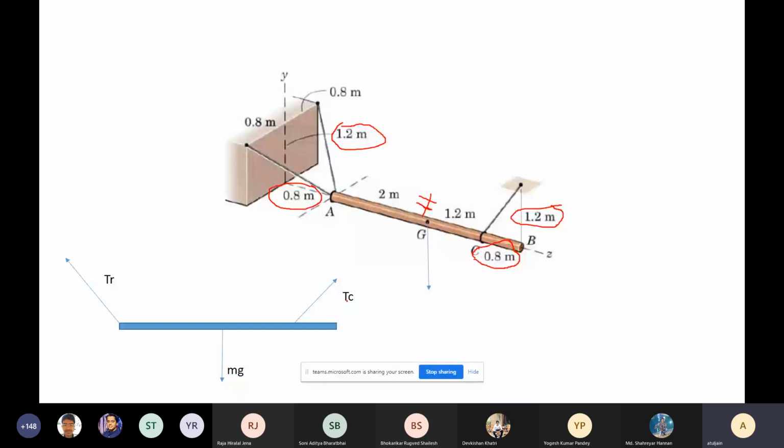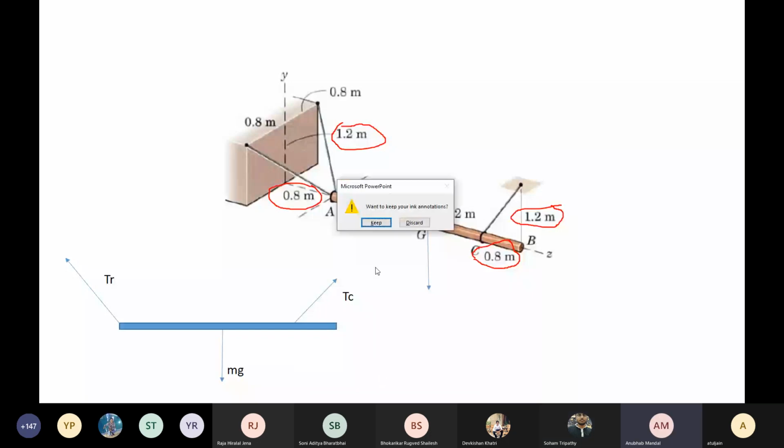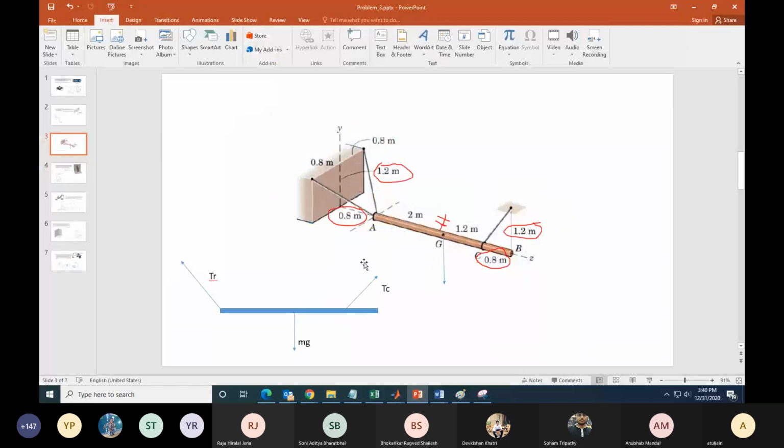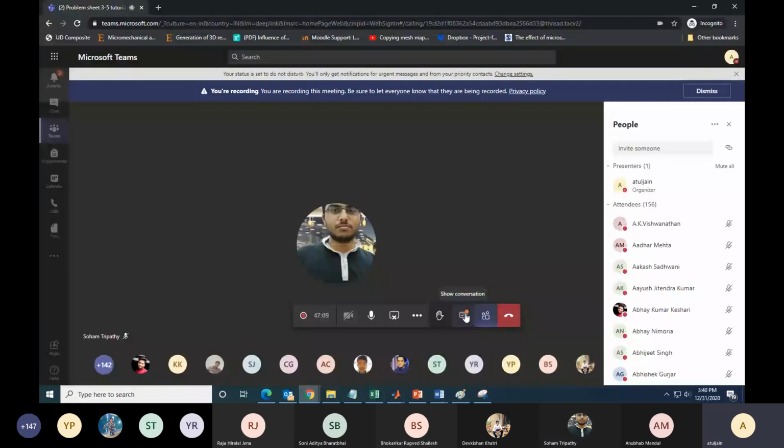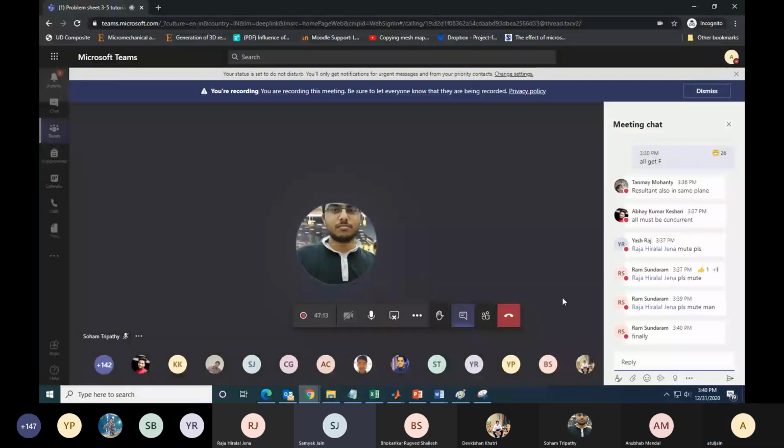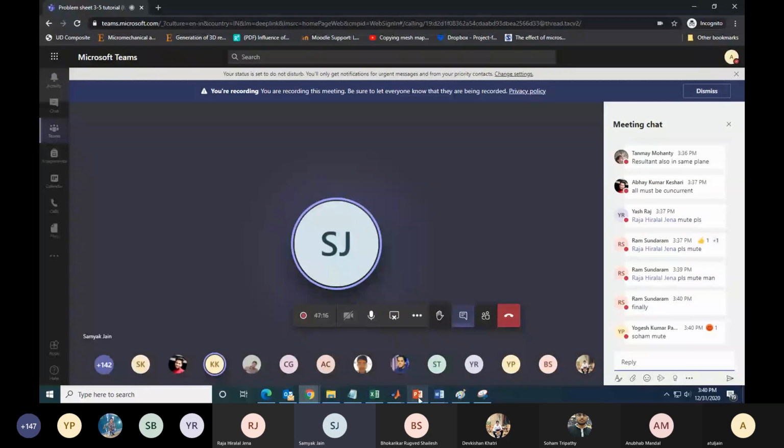Excuse me, sir. Now what will happen after we leave it like this? Like where it will move? Yes, somebody had a question. Sir, now what will happen after we leave it like this, in which direction would it move? What would be the dynamics, I was asking? Toward the wall.